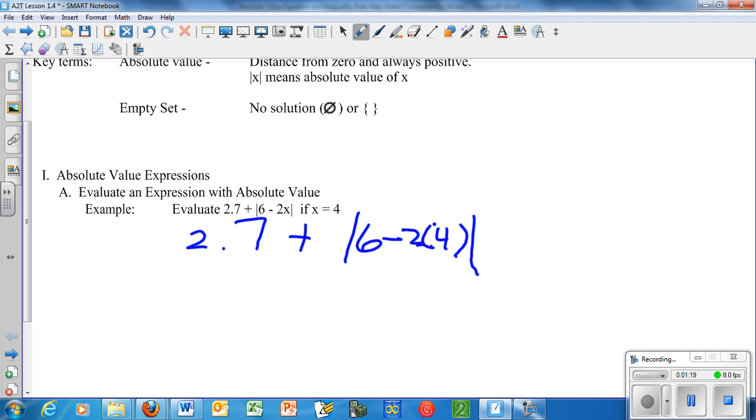Now I do the operations. I have 2.7 plus the absolute value of, let's take a look at what we get inside there. 2 times 4 is 8, so I'm going to cross this off and put 8. 6 minus 8 is negative 2. The absolute value of negative 2 is 2. So I really have 2.7 plus 2, which is 4.7. When you evaluate an expression, you get a numeric answer.